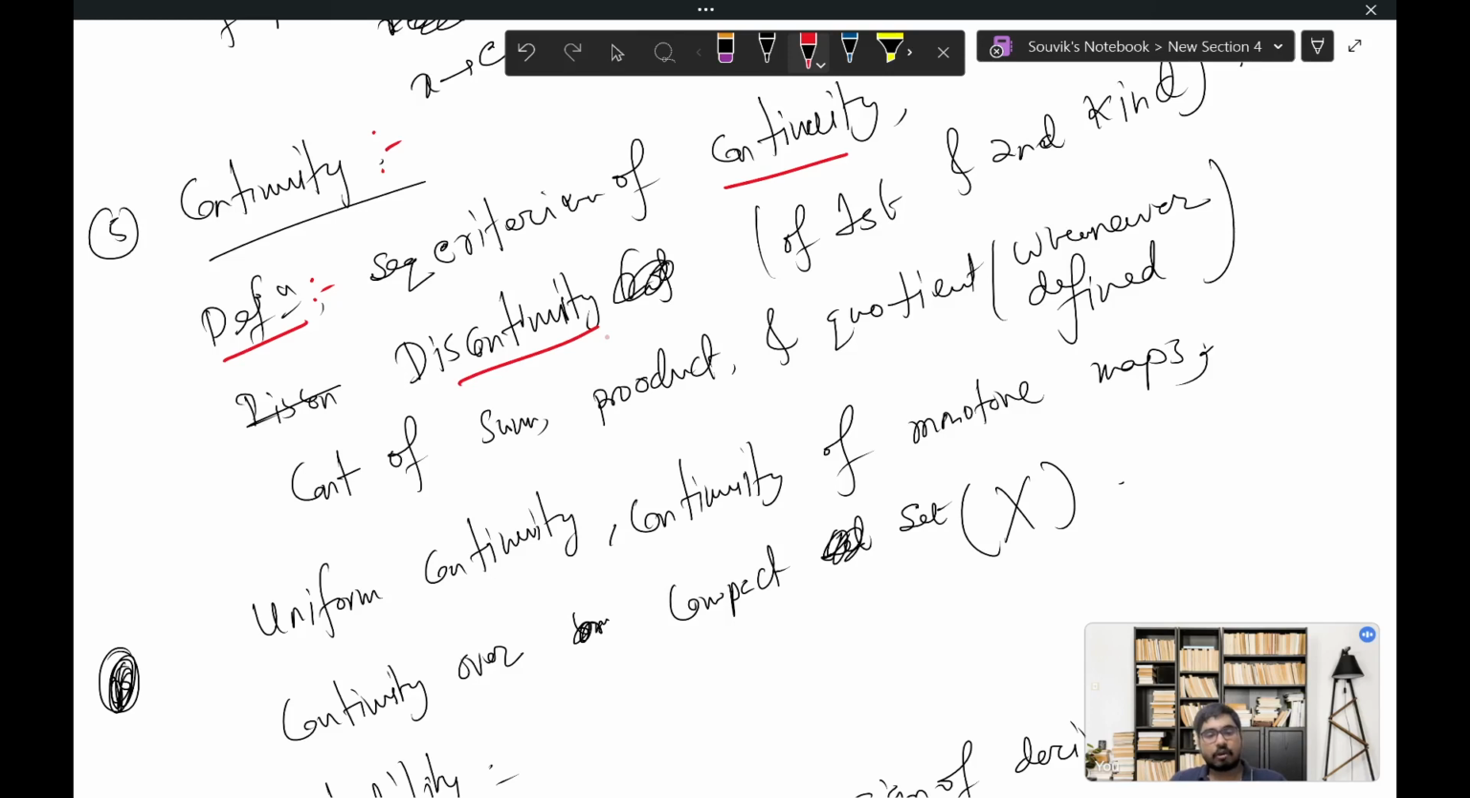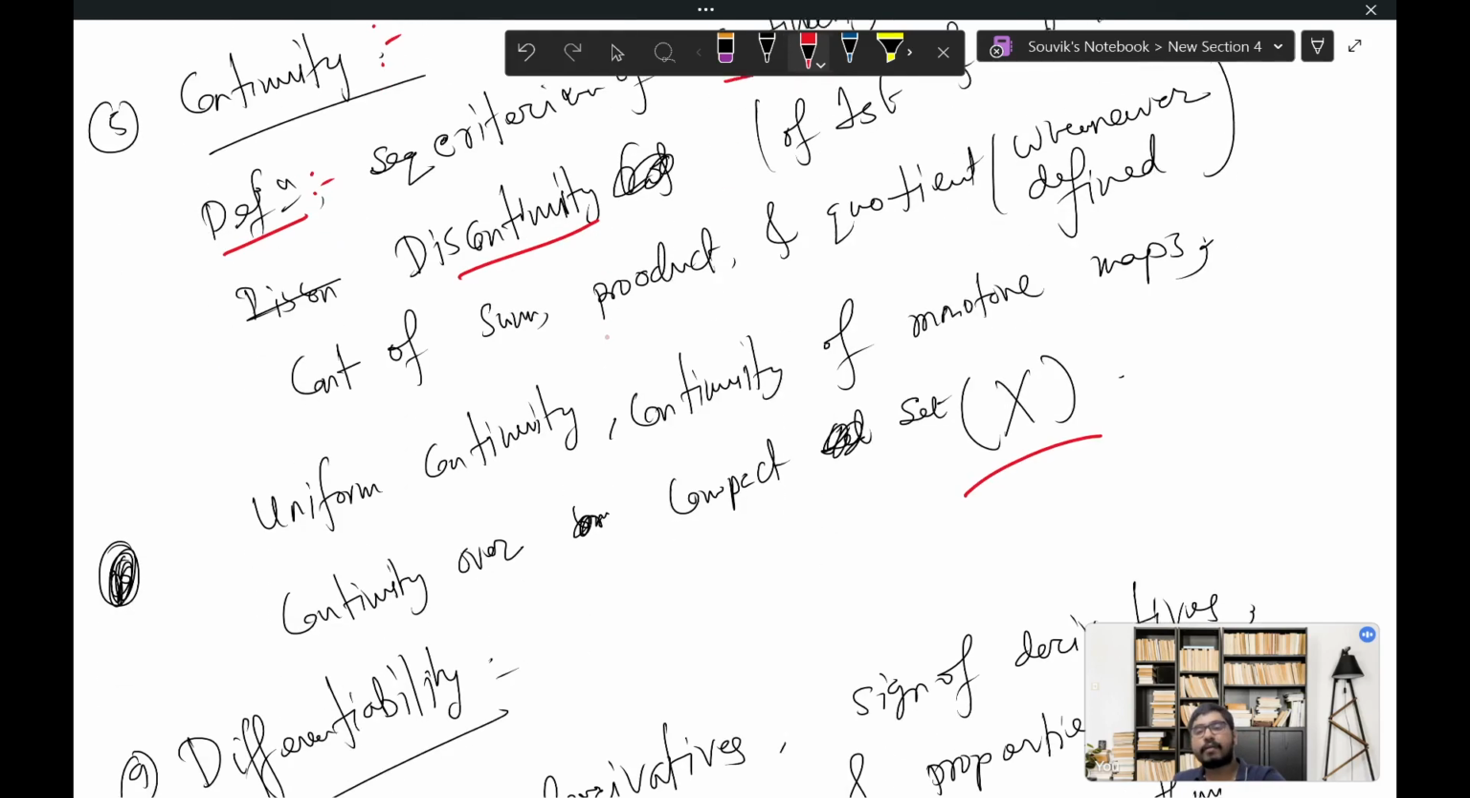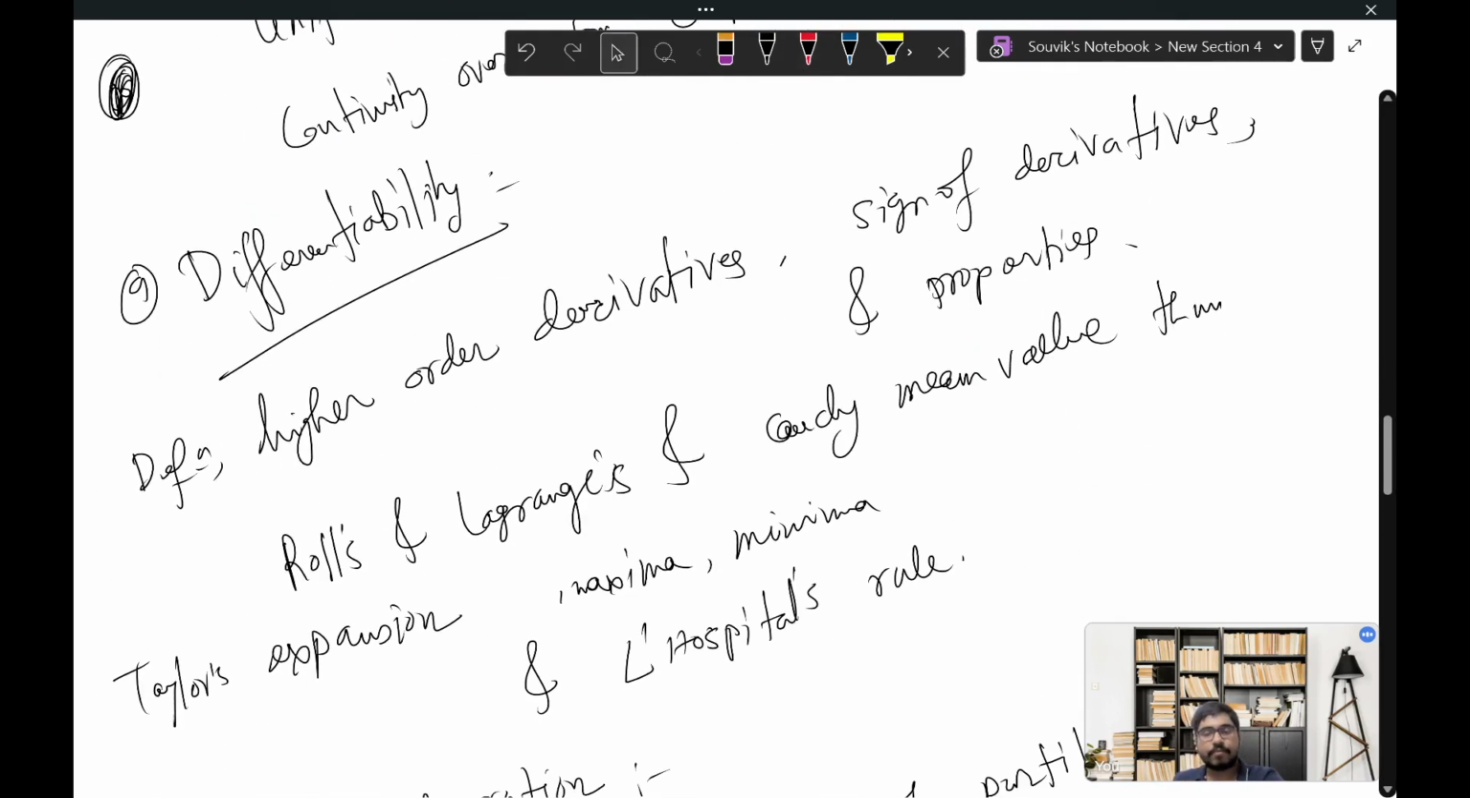Well, this continuity over compact space is not important for the exam, but those who are interested have already seen it, and if you're not interested, you may ignore this continuity over compact spaces because it is a more advanced topic. Then we have introduced differentiability.